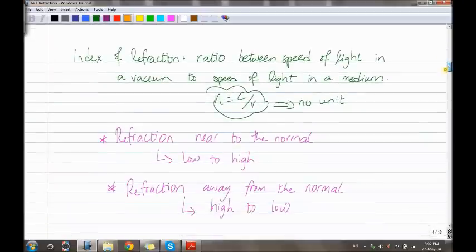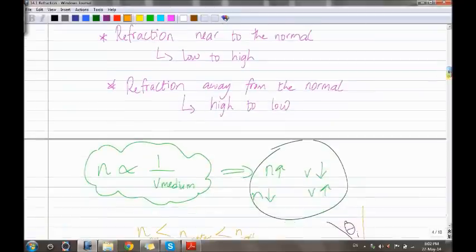Now, what is the index of refraction? The index of refraction is a ratio between the speed of light in a vacuum to the speed of light in a medium. The equation is n equals c over v, and there's no unit for that. Refraction near to the normal is from low to high. Refraction away from the normal is from high to low.